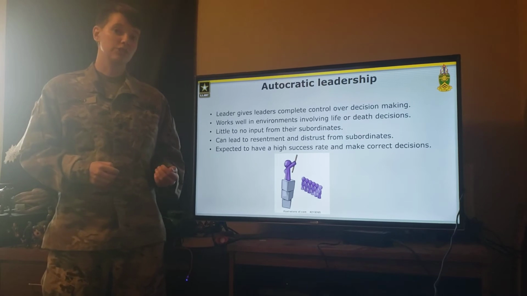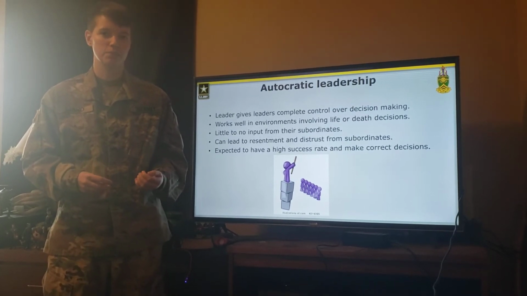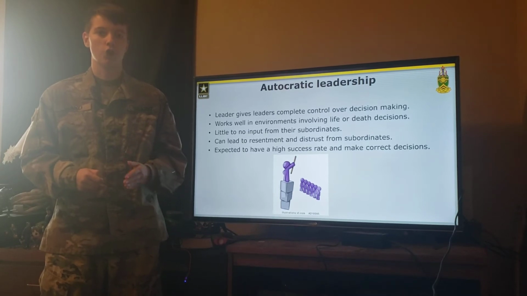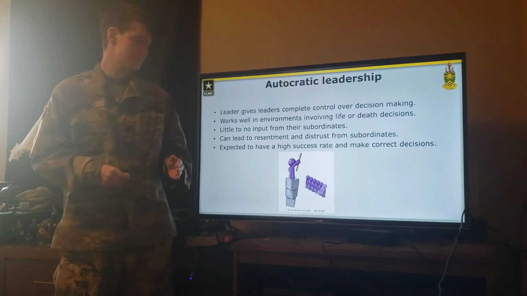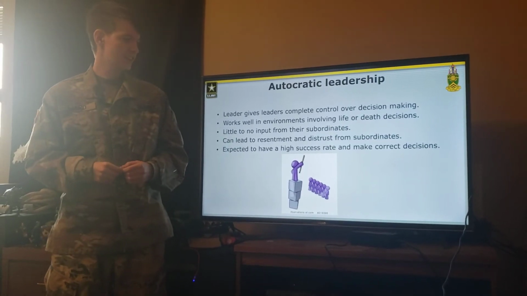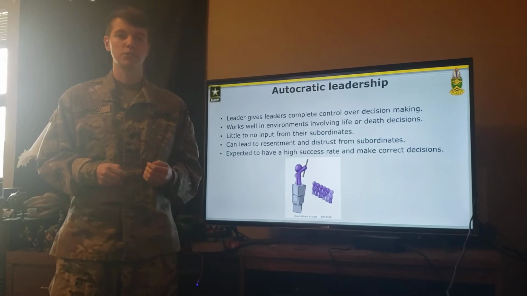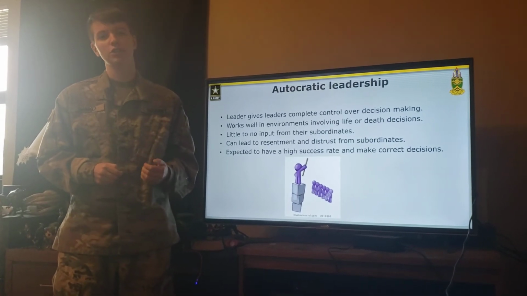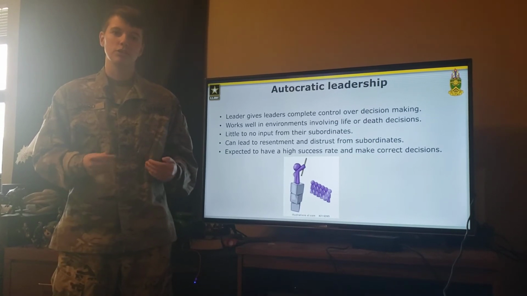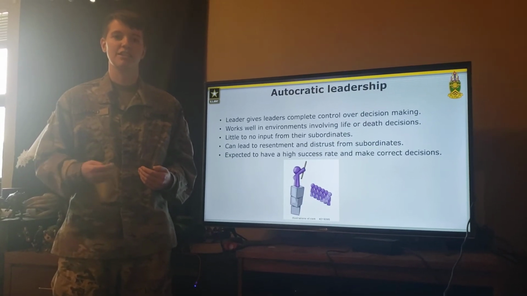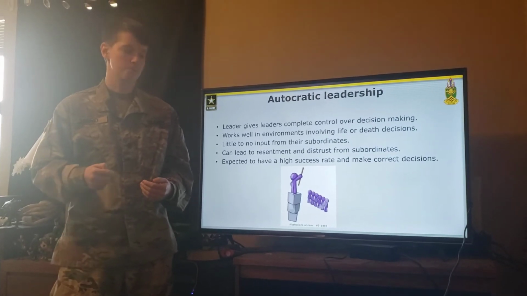So again, this leadership does not foster a lot of creativity or free thinking because it relies so much on following orders and getting the mission completed in this one way. This can lead to resentment and distrust from subordinates. But a good leader using this leadership style will still consider their subordinates and listen to them whenever they bring good information and insight into helping complete the mission.